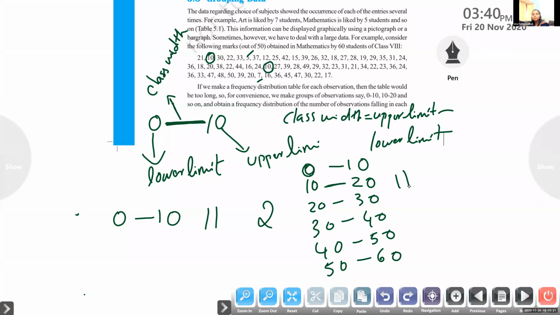Understood? So what about 60? 60 is there. Which one? Ma'am, 60. For 60, we don't have a next class now. So that we will include here. We don't have a next class, so that also we will include there. Okay.